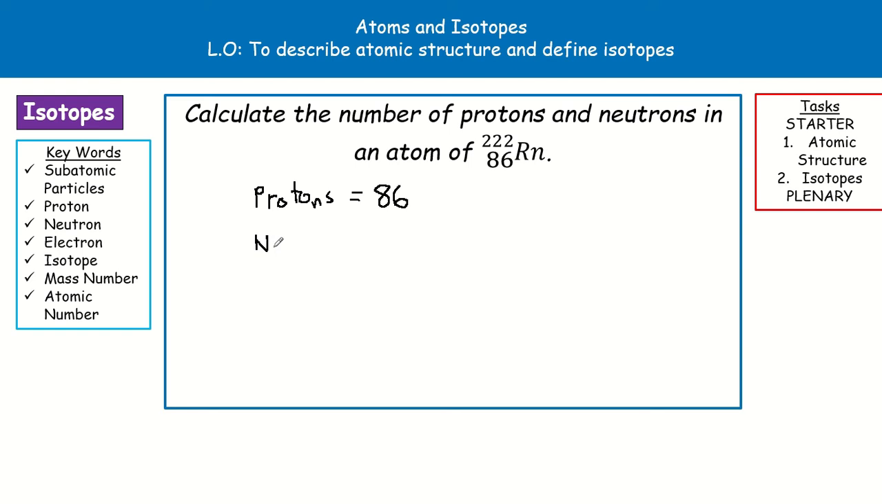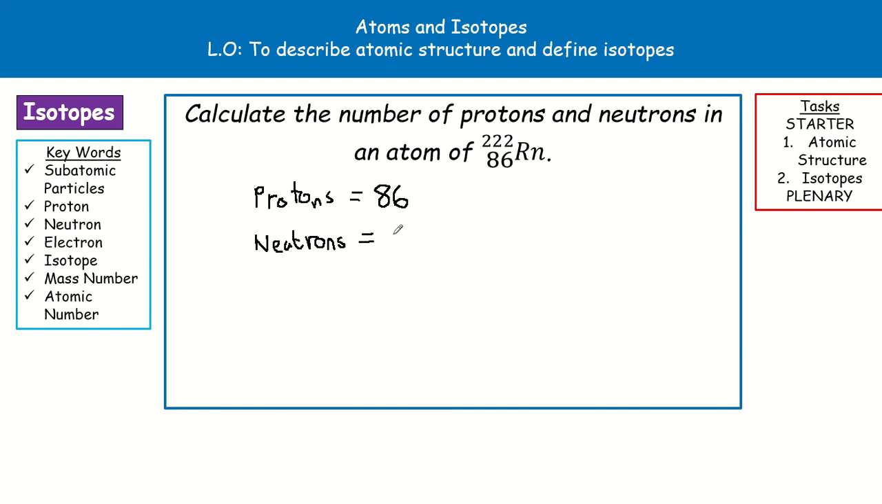Then, to work out the number of our neutrons, what we actually need to do here is subtract. So if we remember what we've said previously, our mass number is the number of protons plus neutrons. So that's the total number of all of the neutrons and the protons together. Whereas our atomic number is just the number of protons.